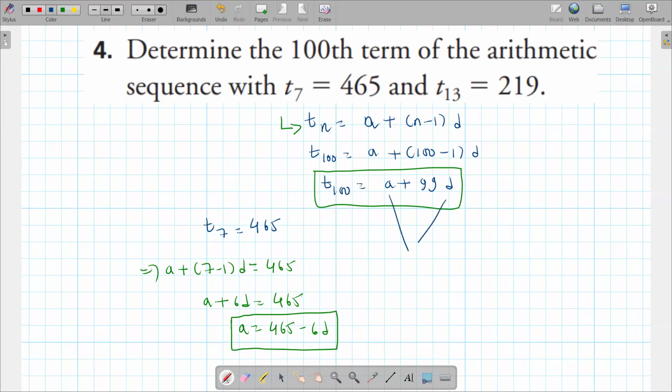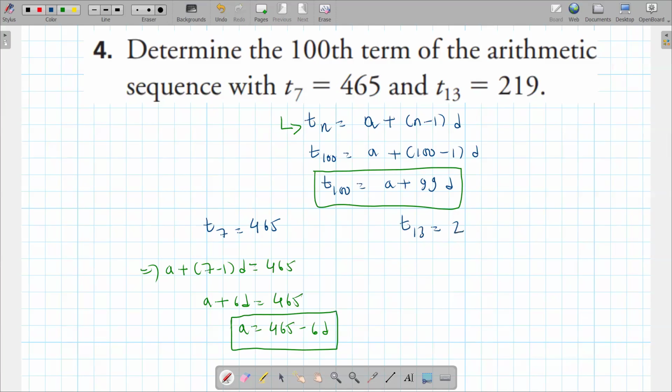Notice in this equation we have two unknowns. If you have two unknowns, you need two equations to solve it. We have one equation right here: A is equal to 465 minus 6D. Now we're going to use the other piece of information.